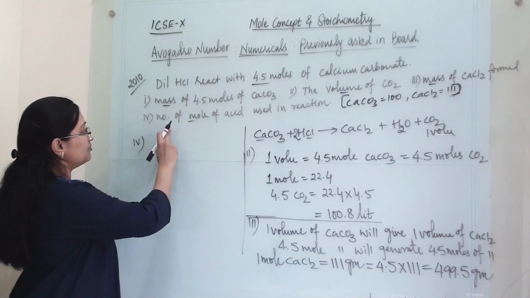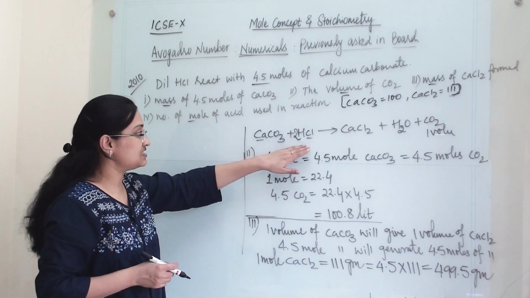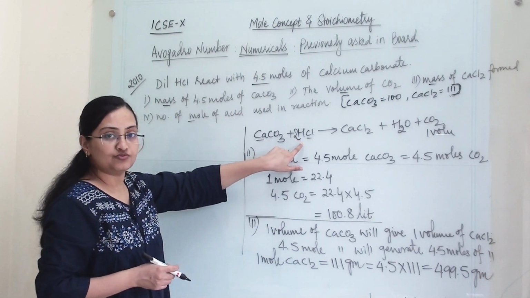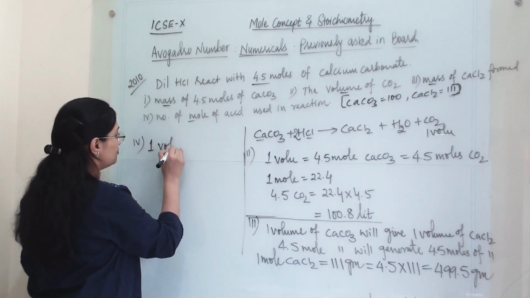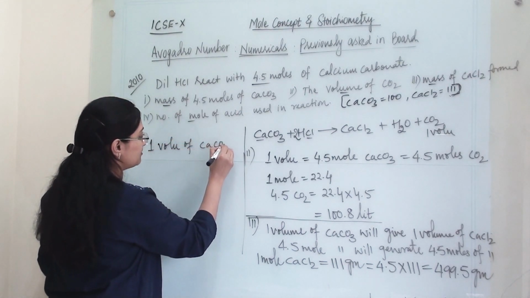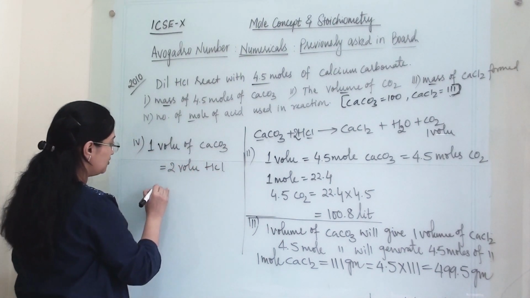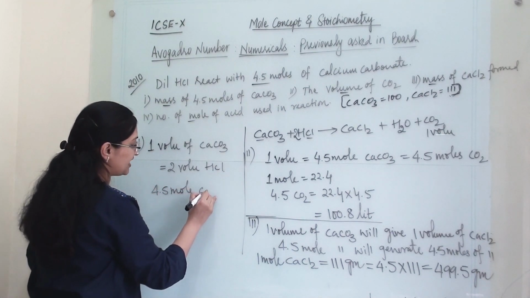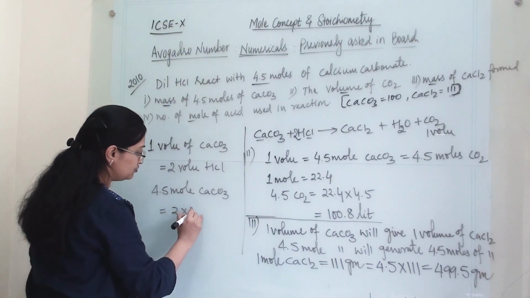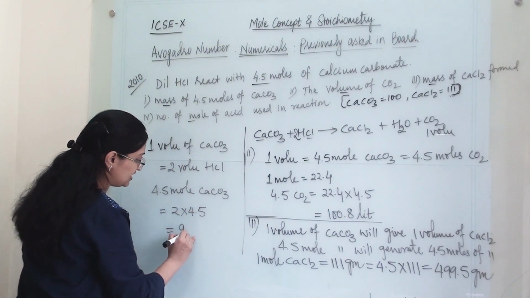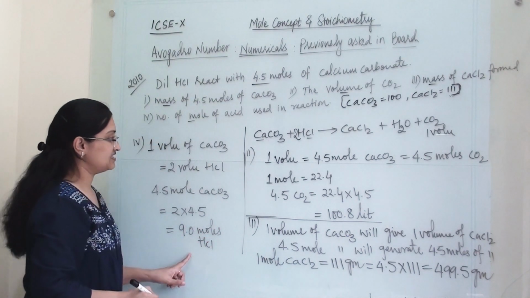Fourth one, number of moles of acid used in reaction. Now here if we see this equation, two volumes of hydrochloric acid we have used here. So for one volume of calcium carbonate we have used two volumes of hydrochloric acid. So if 4.5 moles of calcium carbonate will be there, then how much HCl will be required? 2 into 4.5. So it will be 9.0 moles of dilute hydrochloric acid we required.